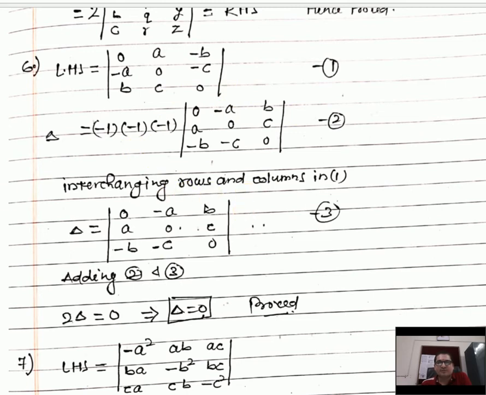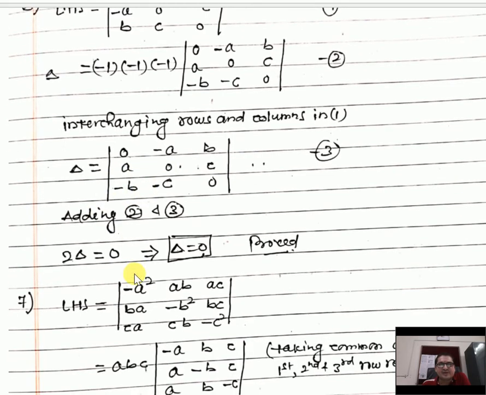Now interchanging rows and columns. If you interchange rows and columns, R1 is converted into C1, R2 converted as C2, R3 converted as C3. So one minus comes out over here. Interchanging rows and columns, there is no change in the value of the determinant.